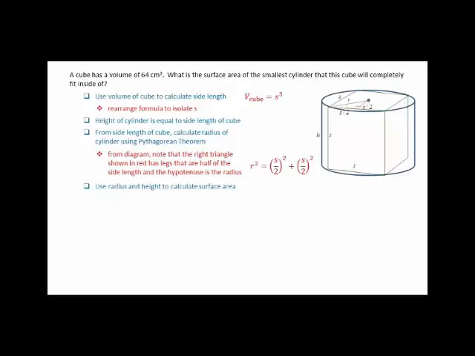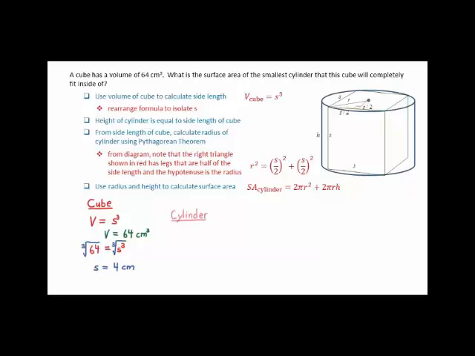We can then use the radius and the height to calculate the surface area of the cylinder. 2 pi r squared plus 2 pi rh. First, the cube. The volume equals S cubed. We know that the volume is 64 centimeters cubed. Substituting this in, and then taking the cube root of both sides, we get a side length of 4 centimeters.